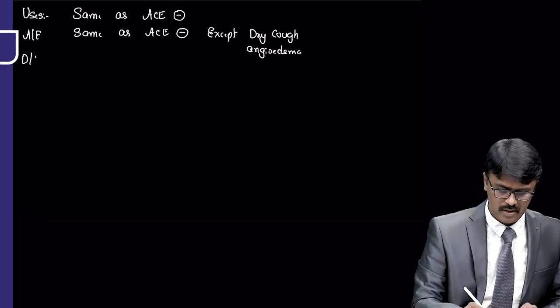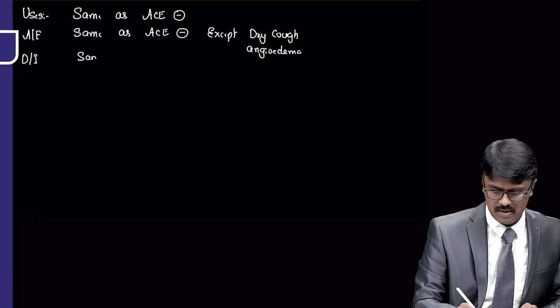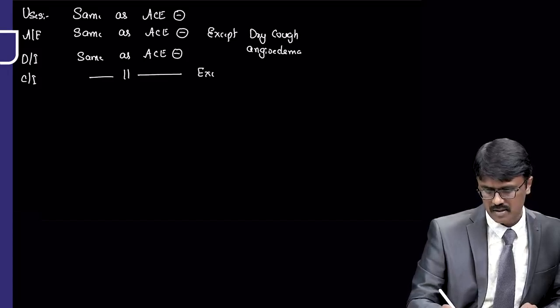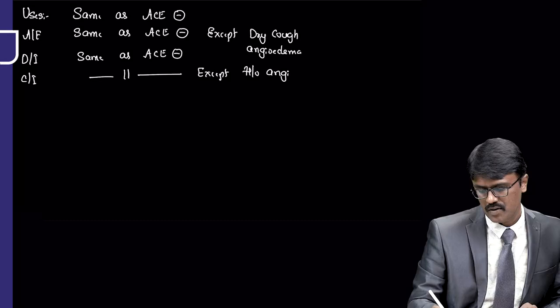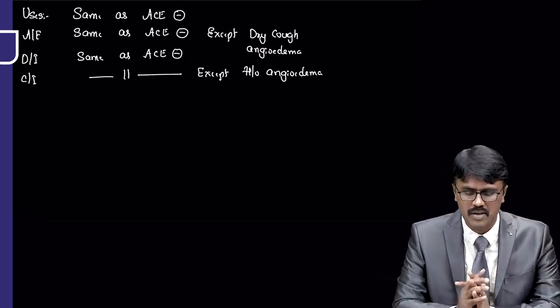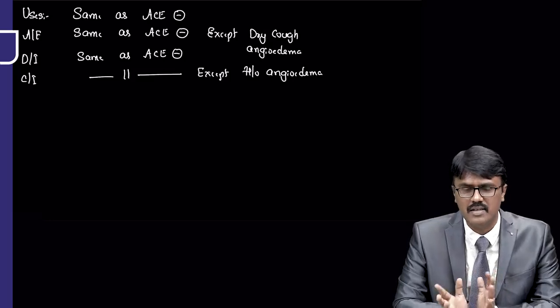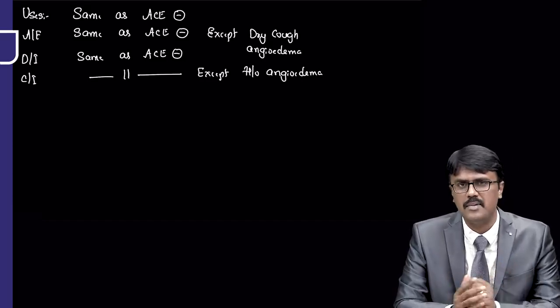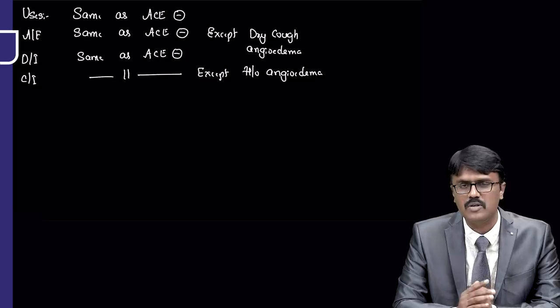Drug interaction is also the same as ACE inhibitors, and contraindication is also the same. But there is an exception: even if the patient has a history of angioedema, we can use it. So everything is the same except those two problems, dry cough and angioedema. Contraindications are the same, drug interactions are the same. Both are like the same thing, except ARBs don't produce dry cough and angioedema.